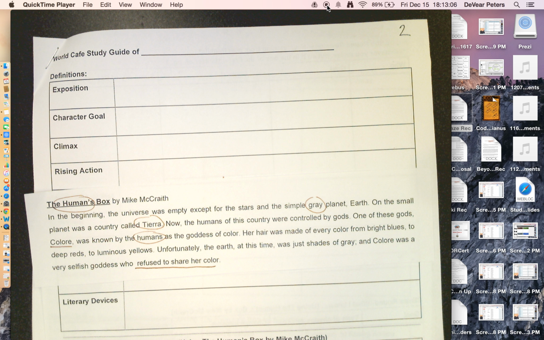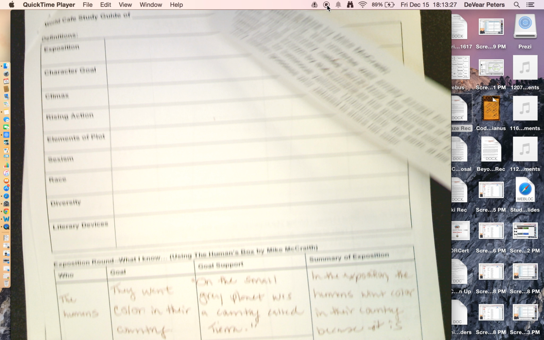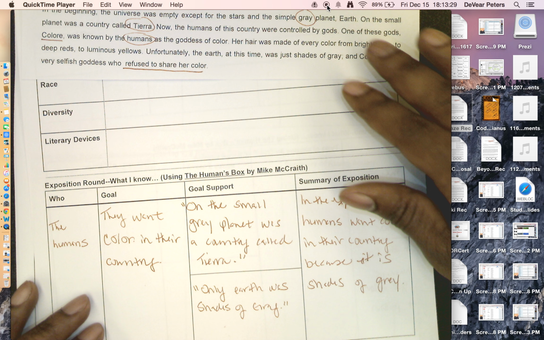Then you're left with humans. Well, what do the humans want? They live on Earth, and Earth right now is gray, so they want color. They don't have it right now. And so I can definitely see an entire story making sense about people wanting something they don't have, i.e. they want color. And when you're filling out the bottom of this, that's what this would look like.